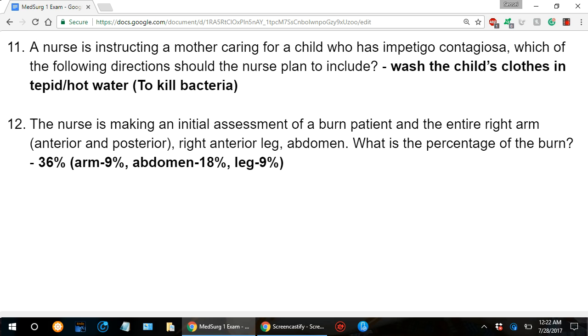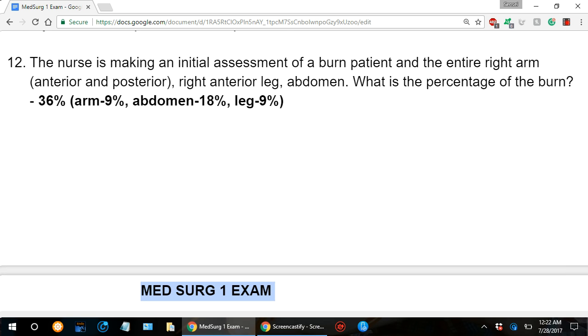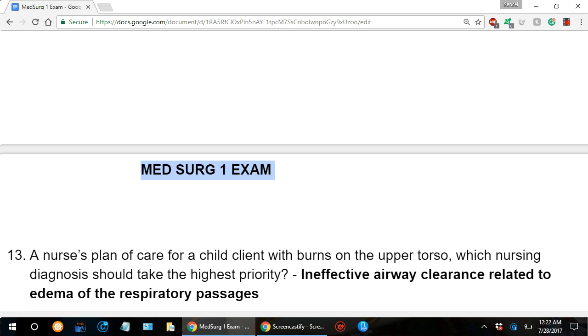The nurse is making an initial assessment of a burn patient with the entire right arm, anterior and posterior, right anterior leg, and abdomen burned. What is the percentage of the burn? So you have arm is 9%, abdomen is 18%, and leg is 9%, total of 36%.